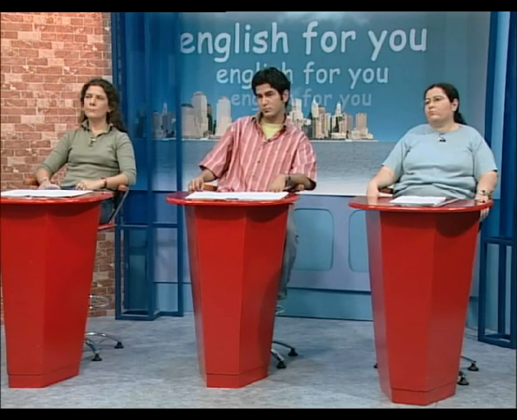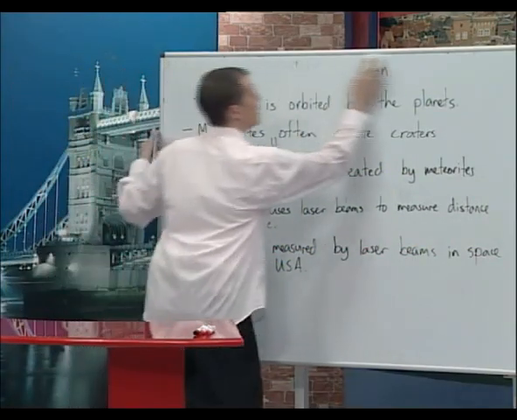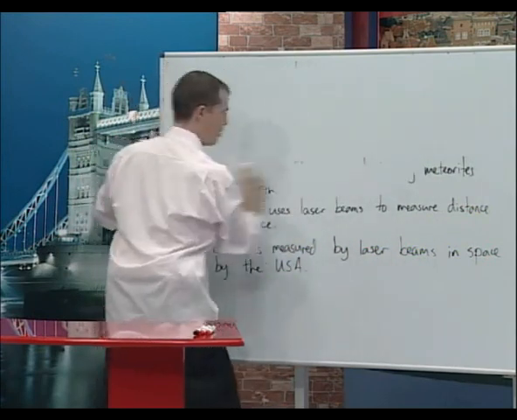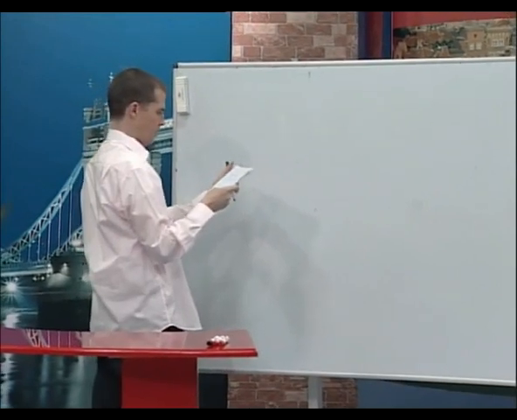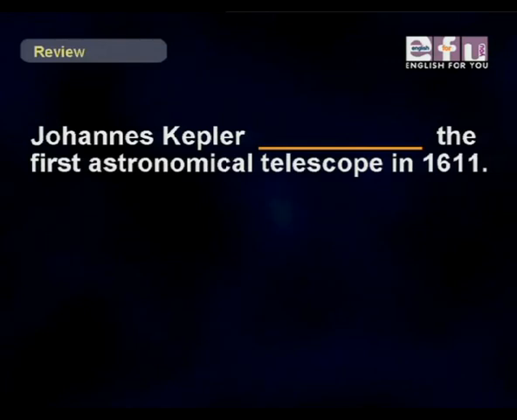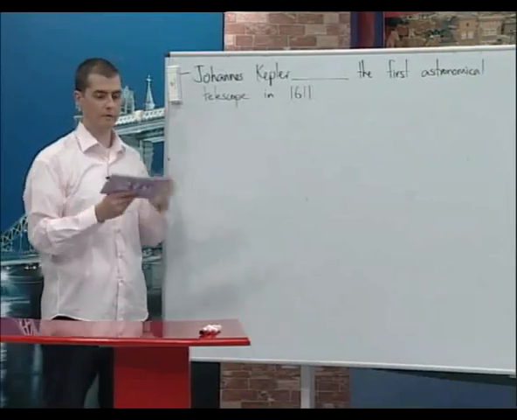Very good, thank you. Now let's do an exercise with the passive voice using the simple past. So I'll write you a sentence and I'll leave a blank, and then I want you to make for me the passive sentence. So I'll write you an active sentence with a gap, and you give me the passive sentence. Monica, here's your one. Johannes Kepler, something the first astronomical telescope in 1611. A long time ago now. Now you have to change it to the passive. Okay, that's not difficult. The first astronomical telescope was invented by Johannes Kepler in 1611.